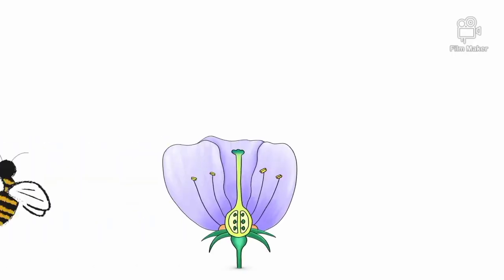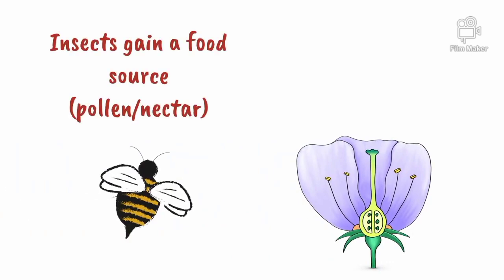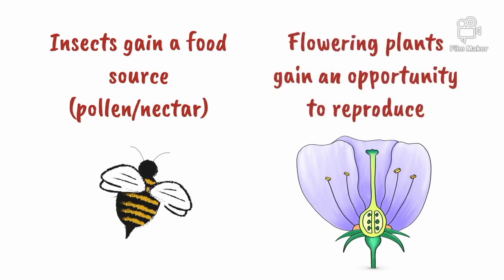So, insects visiting flowers are able to gain food from the source of the pollen and the nectars, while the flowering plant gains an opportunity to reproduce. This kind of process whereby two organisms interact and benefit from each other is called mutualism.